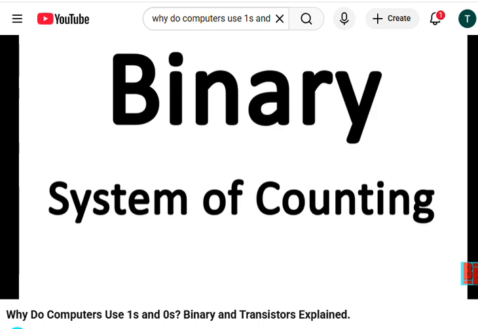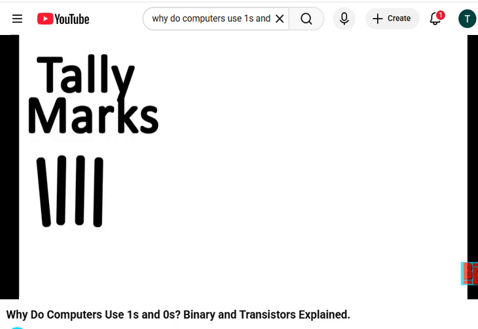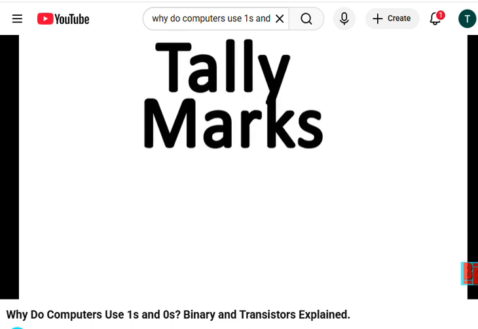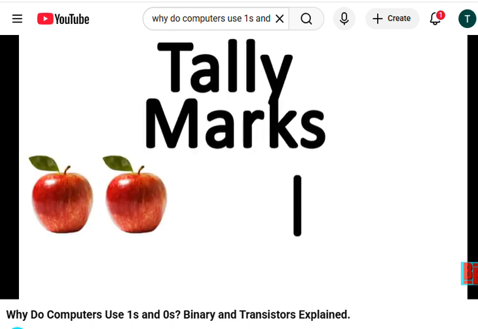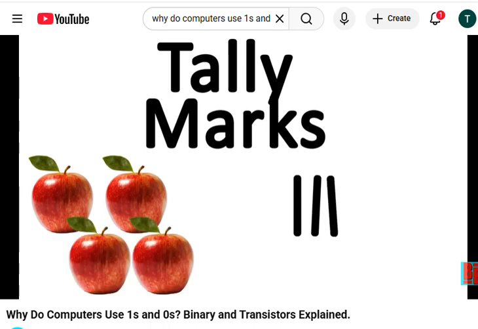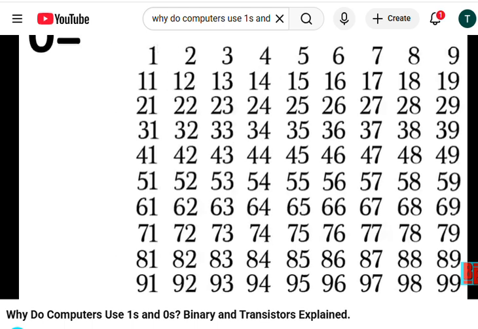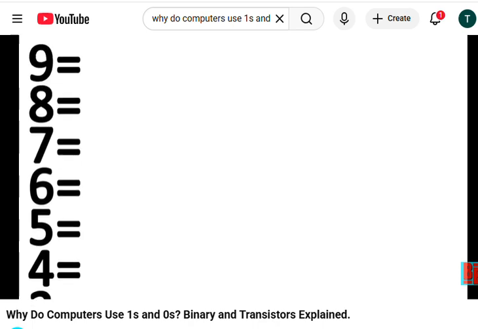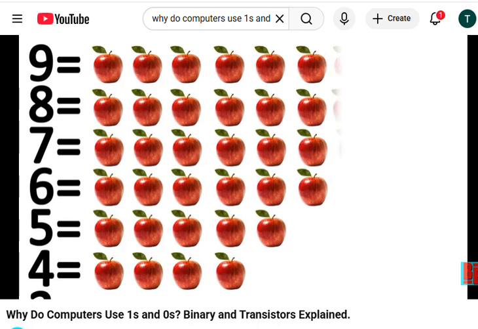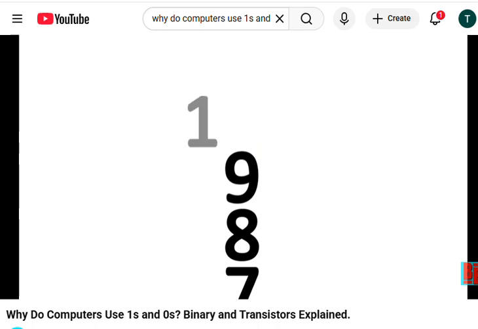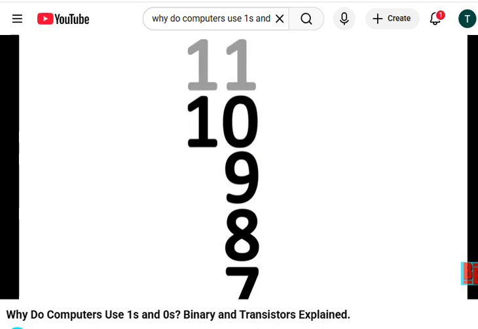To understand how it works, let's look at two other systems of counting: tally marks and the glorious base 10 positional that we all know and love today. Tally marks are the simplest counting system imaginable. However many things you have, you put down that many marks, easy as pie, but not very efficient. Meanwhile, base 10 positional, which is what we use today, uses a different symbol to represent different amounts of things. With the numbers 0 through 9, each symbol indicates a different amount of things. If we need to represent something higher than 9, we add a digit to the left, roll its first digit back to 0, and start over.